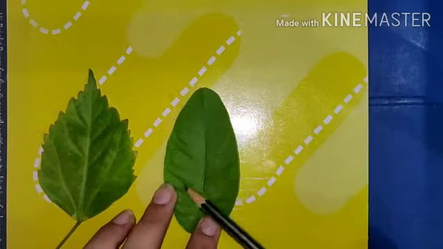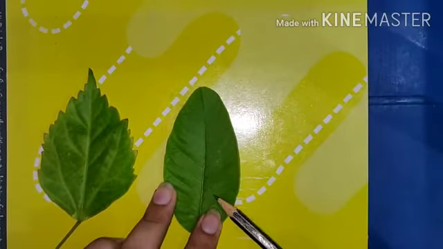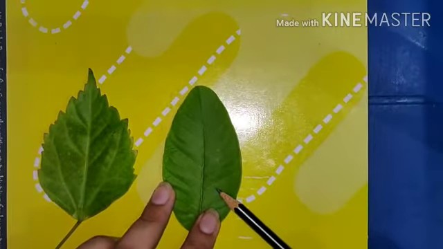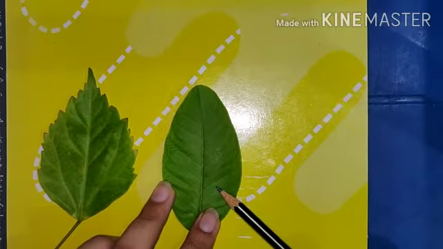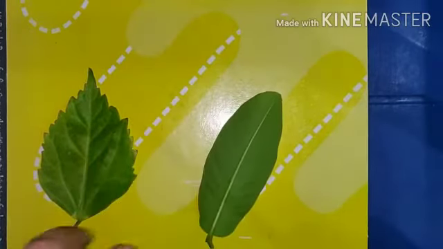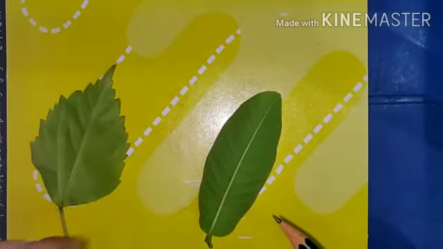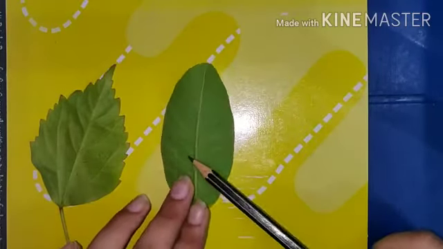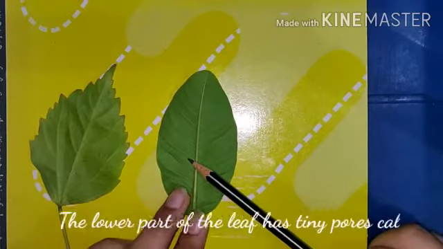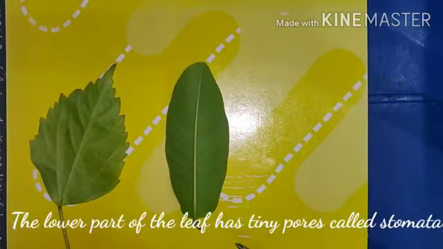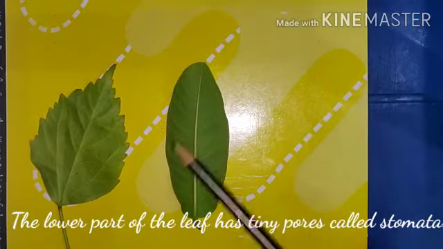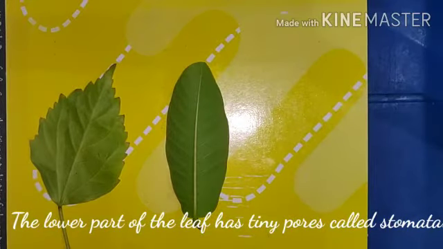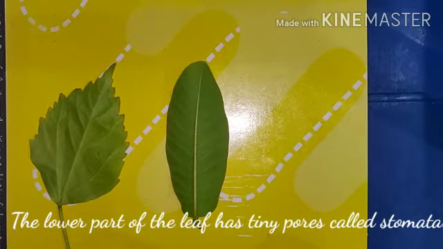Okay, so dear children, as you can see here, this is the front part of the leaf, and it is generally green in color and absorbs sunlight, while this is the lower part or back part of the leaf. It has tiny little pores over its surface, and those tiny little pores are known as stomata.